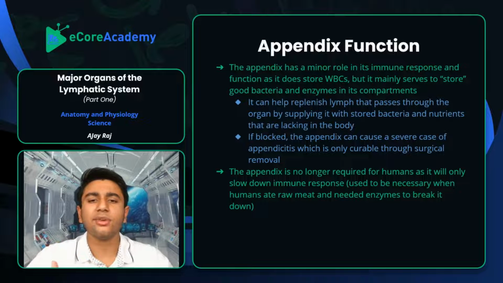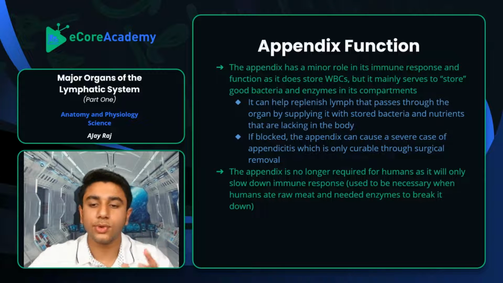So you might be thinking, how exactly does this contribute to the lymphatic system? Well, it can help replenish lymph. Like we said, lymph passes through all the organs of the body, helps drain out all of those organs and purify blood. But when it passes through, lymph does not only clear out these organs, but it also replenishes itself. And that specifically happens with the appendix. That's its main responsibility now.